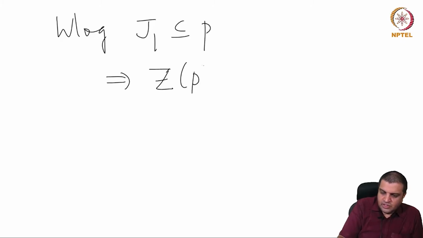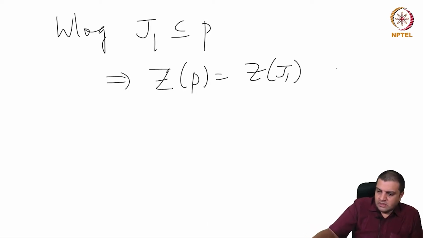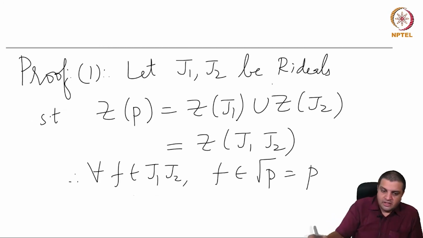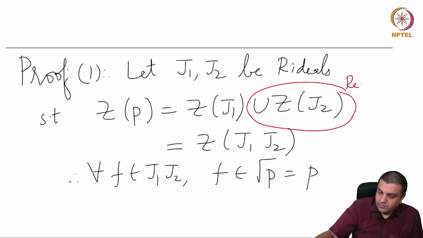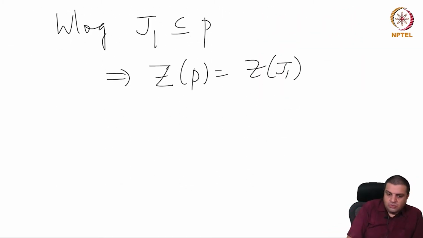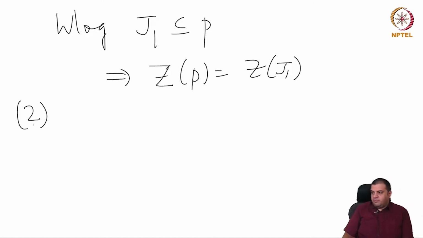In other words, Z of P is Z of J1. And therefore the other one is redundant. So then this becomes redundant, so you can remove it and then it is irreducible. So Z of P is irreducible, and the final statement is a sort of a converse to that, but let's prove 2 before that.